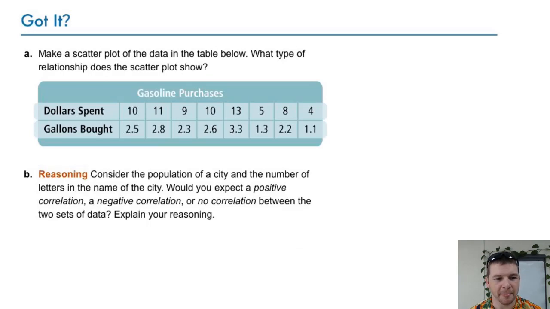Your turn. Part A. Make a scatter plot of the data in the table below. What type of relationship does the scatter plot show? And part B, a reasoning item. Consider the population of a city and the number of letters in the name of the city. Would you expect a positive correlation, a negative correlation, or no correlation between the two sets of data? Explain your reasoning.